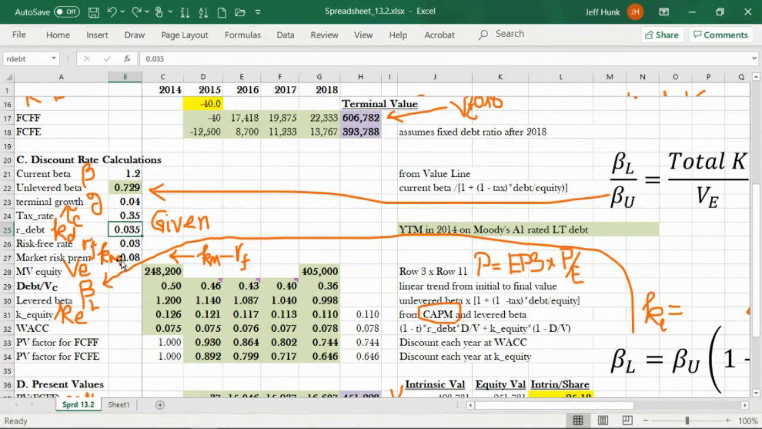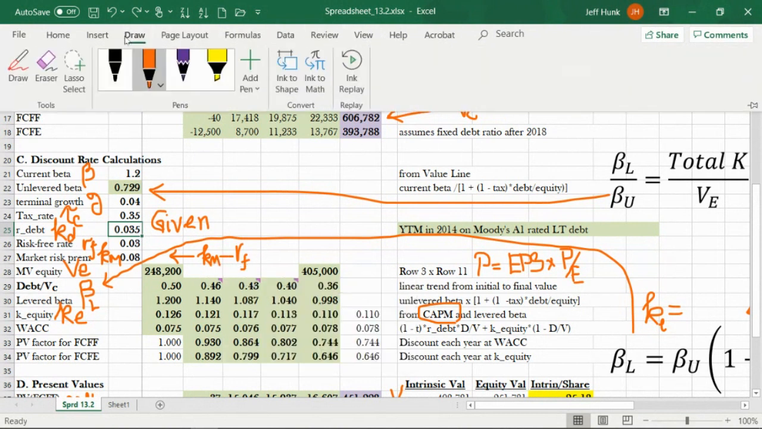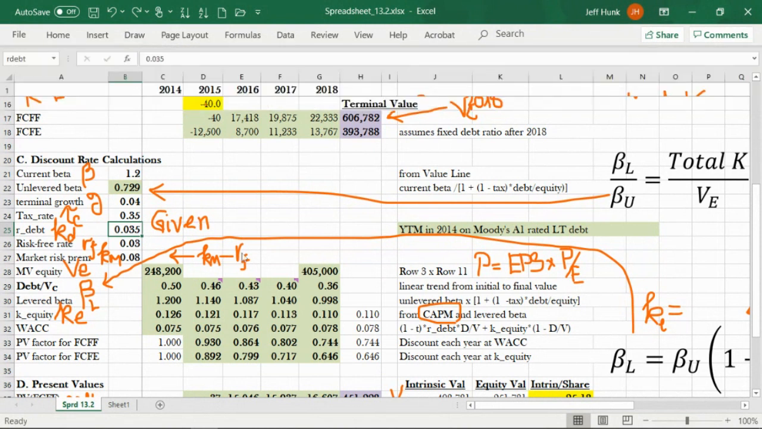What's market risk premium? It's the average market return minus risk-free return. That's market risk premium, right? So that means what is our average market return? That means our market return would be 11%, right?